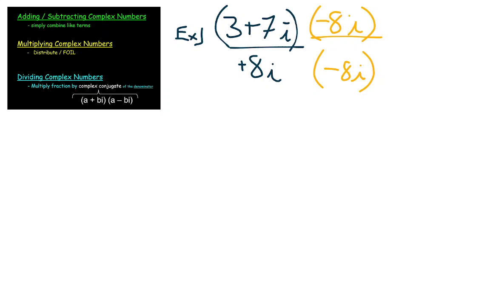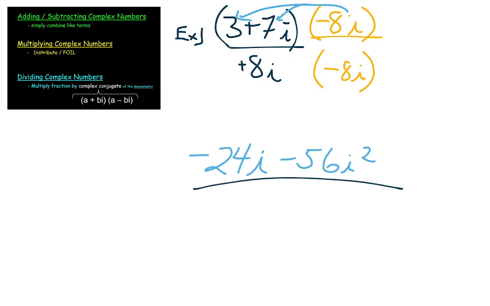This problem is actually a little easier because I only have a single negative 8i, and the single negative 8i is going to distribute to both of these. 3 times negative 8i is going to be negative 24i. And then 7 times negative 8 is negative 56. But again, I get that i squared: negative 56i squared. Who's ready to write that simplified? We'll do that in the next step.